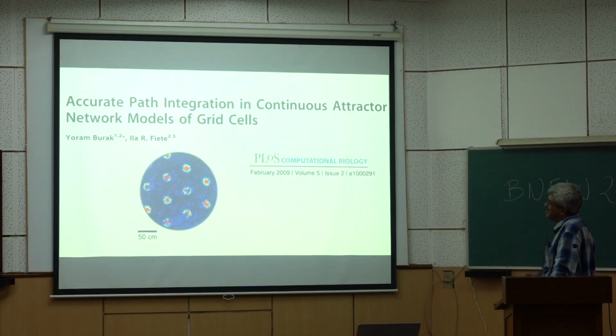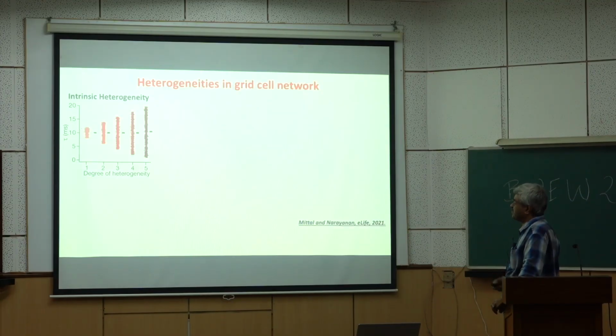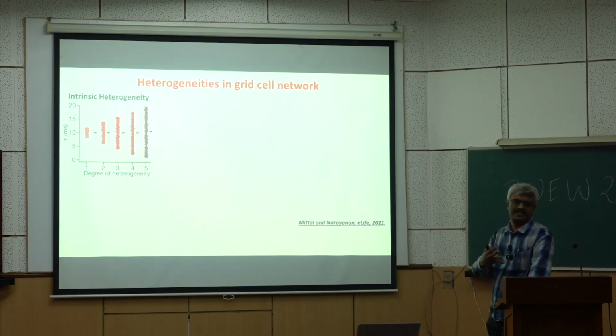So long back, Fiete and Yoram Burak, they had this paper where they showed that you could have continuous attractor network models, a 2D continuous attractor model, which can model this kind of patterned firing in these neurons basically. Right? So one of the problems over here was that this particular paper used exactly homogeneous repeating units, and they were not very different from each other. So Divyansh's fundamental question was, okay, what would happen if I introduce heterogeneities into these structures that are present?